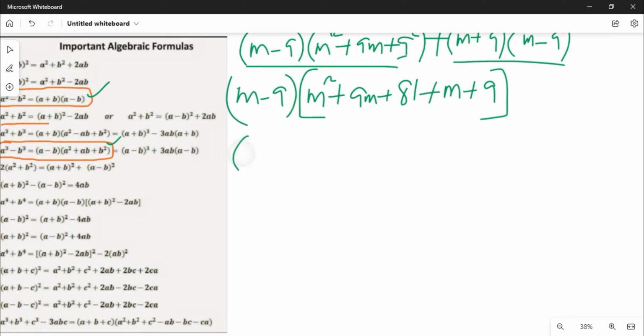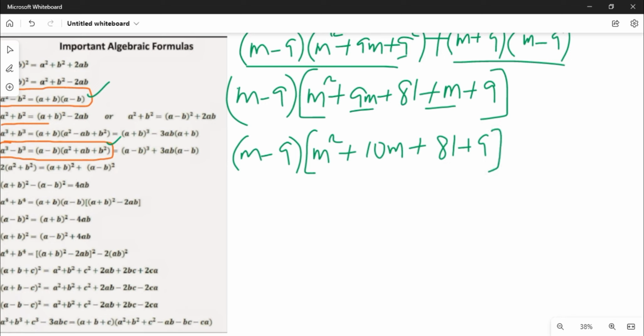This will give us m minus 9, and this will give us m squared. 9m plus m will give us plus 10m, plus 81 plus 9. Now 81 plus 9 is going to give us 90. So we'll have m minus 9, and this will give us m squared plus 10m plus 90.